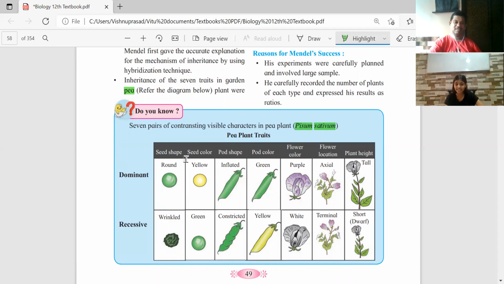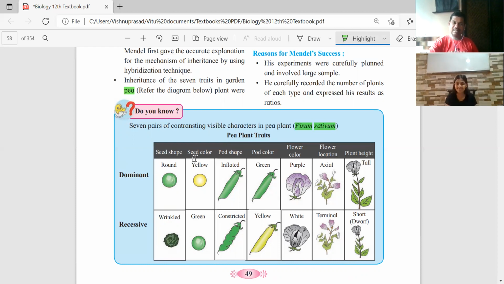Contrasting. See this. First character was the seed shape. The shape of the pea plant's seed. Many of the seeds were round, clear round, and some others were wrinkled. So looking at the seed, it can be easily understood: this is round and this is wrinkled. Correct. So it is not a difficult thing to see.